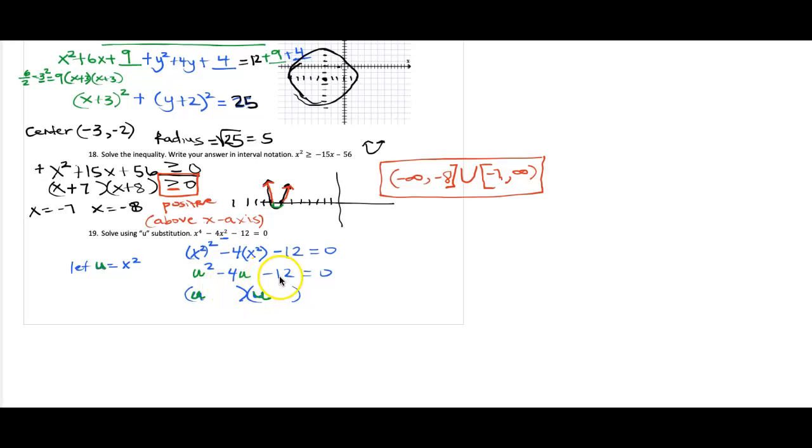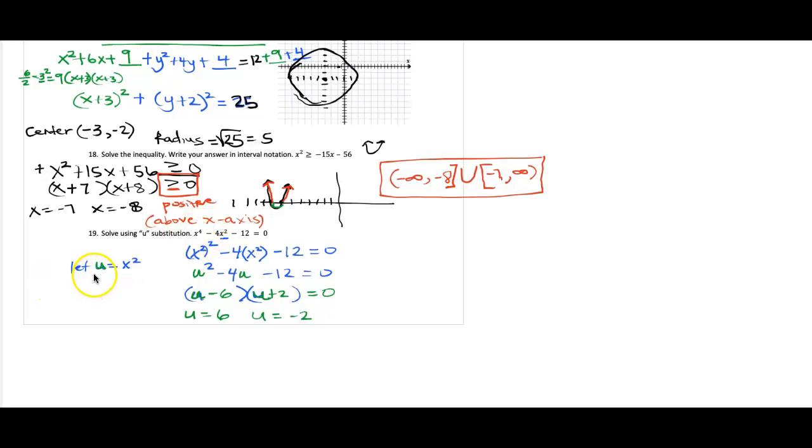Okay, so what multiplies to be negative 12 that adds to be negative 4? Well, negative 6 and positive 2. And then set both of those equal to 0 and solve. So U equals 6 and U equals negative 2. But we didn't want to know what U was. We wanted to know what x was.